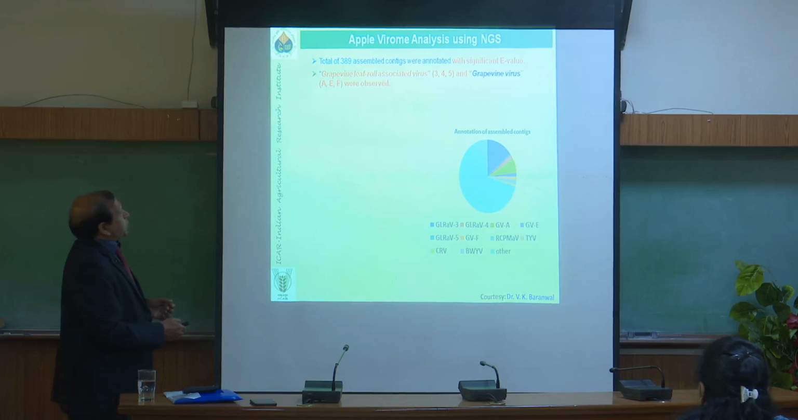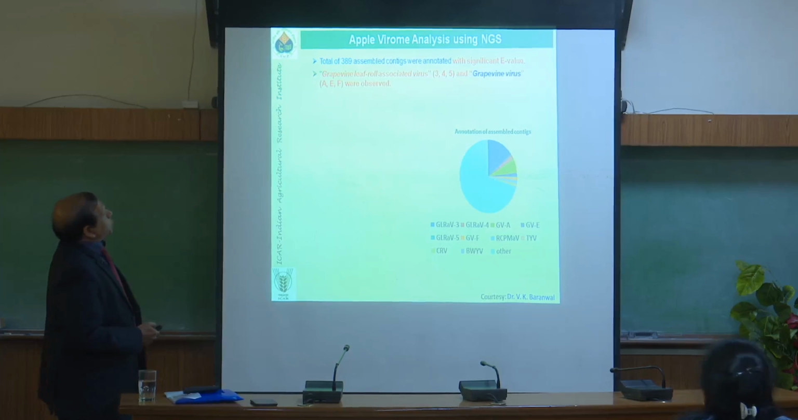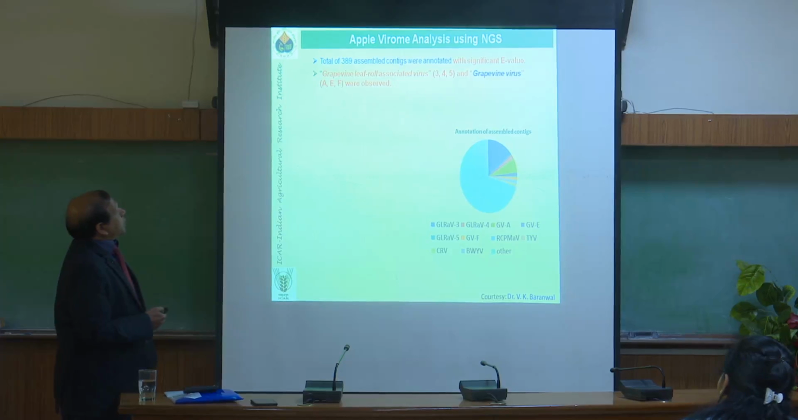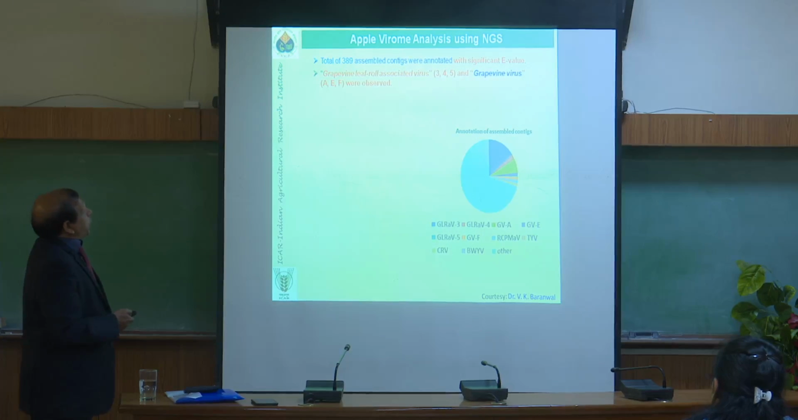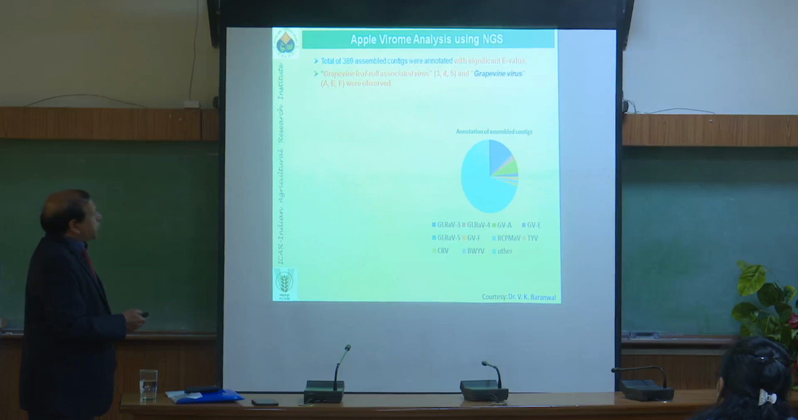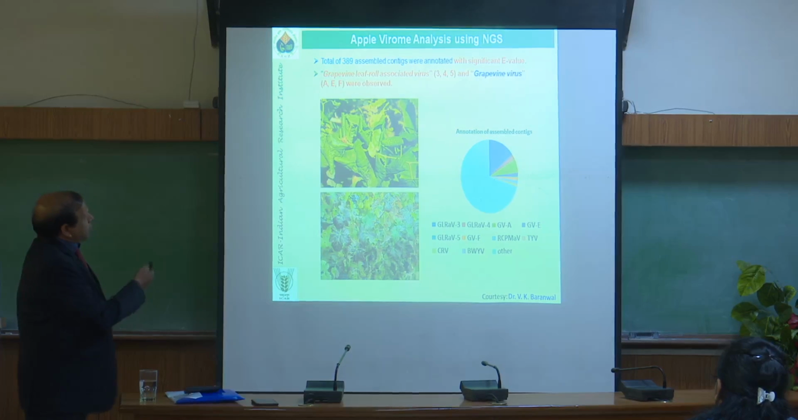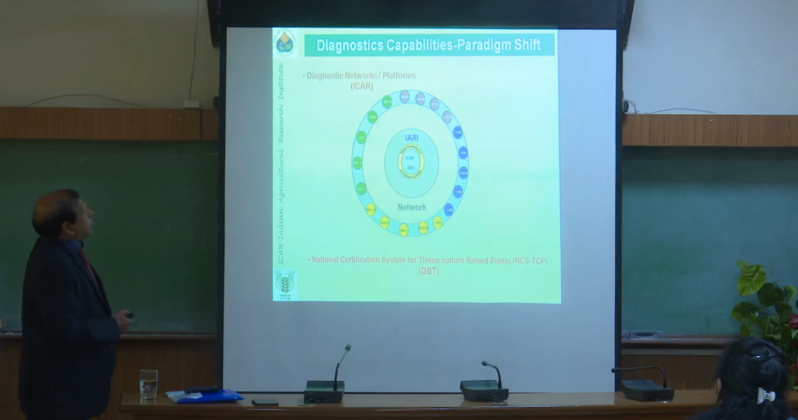So by using deep sequencing, his group has been able to see some of the grapevine leafroll-associated viruses, like 3, 4, 5, and then grapevine virus A, E, F. He has been able to identify these. This is how the symptoms look.